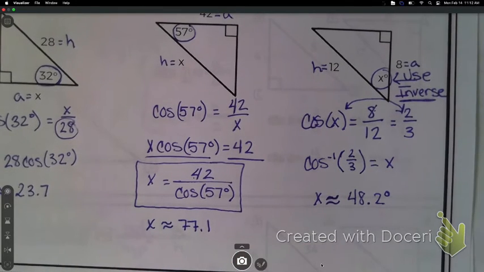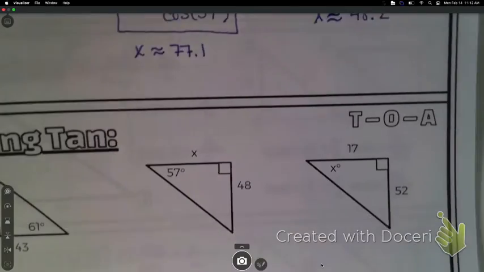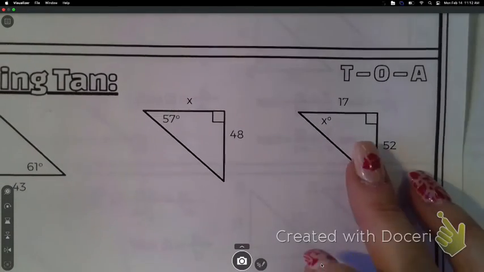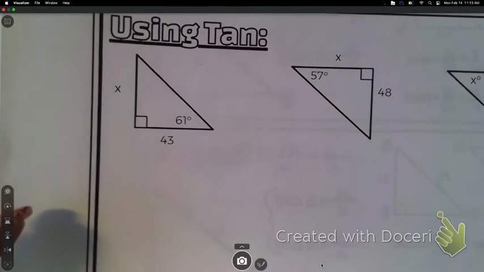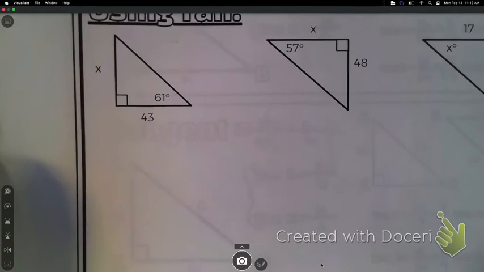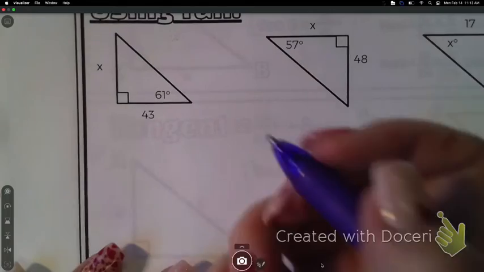So the next one, we're using TOA. So TOA is what? Opposite over adjacent, so it's tangent. I want to see if you can do this one on your own. Circle your angle, label your parts.